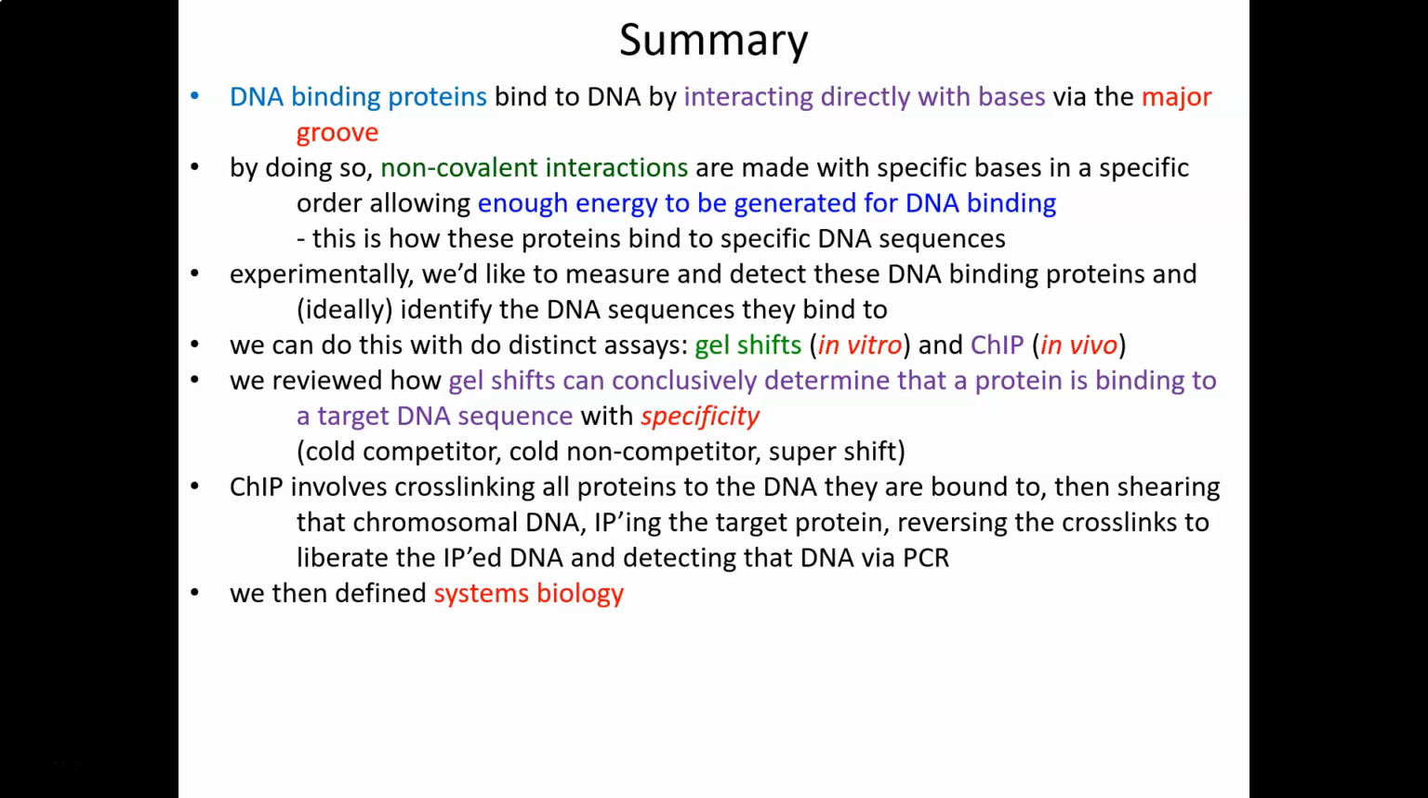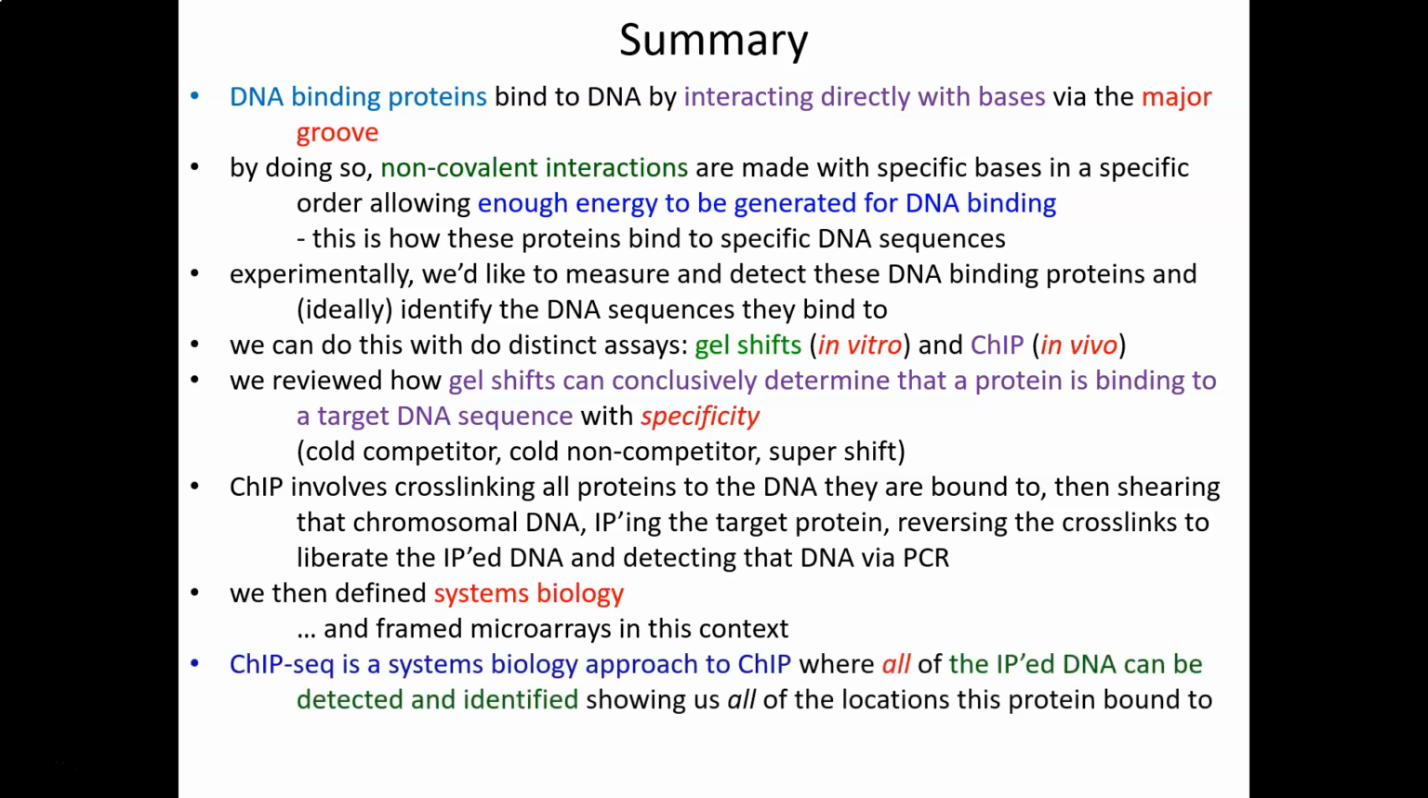We defined systems biology, and then we used ChIP-seq as our example of a systems biology approach. Here we start off the same way, but once we capture the immunoprecipitated DNA near the end of ChIP, we don't PCR for it, we clone it and we sequence it. And that shows us all of the locations that our protein was bound to when we cross-linked the cell, giving us a snapshot of the entire genomic region that our protein is bound to across all chromosomes. True systems biology.